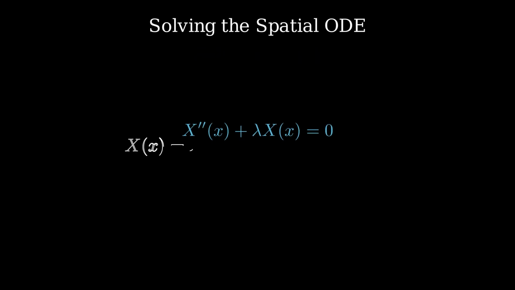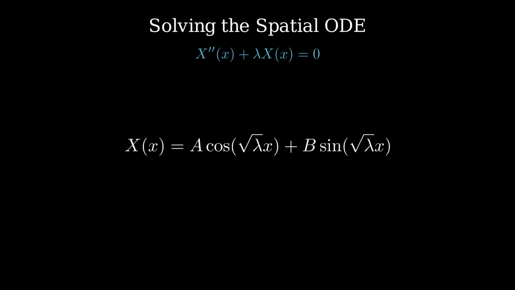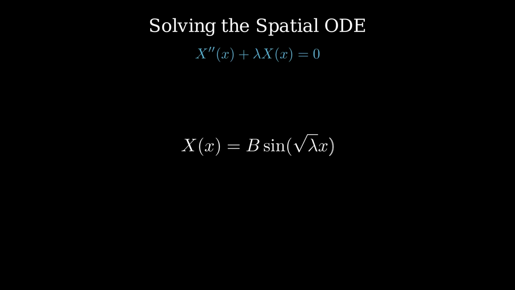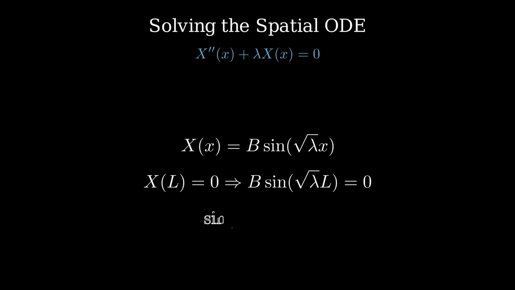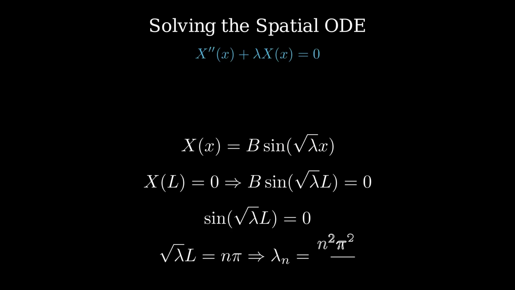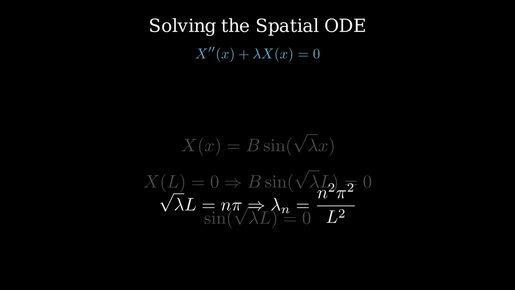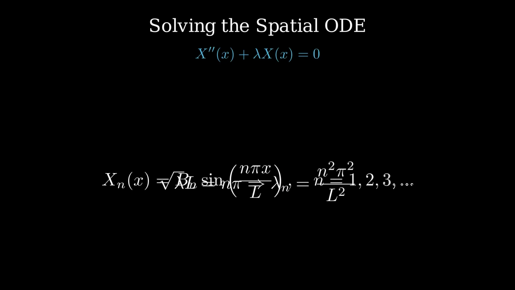So our spatial eigenfunctions are X sub n of x equals b sub n sine of n pi x over L, where n equals 1, 2, 3, and so on. N is basically just positive integers.